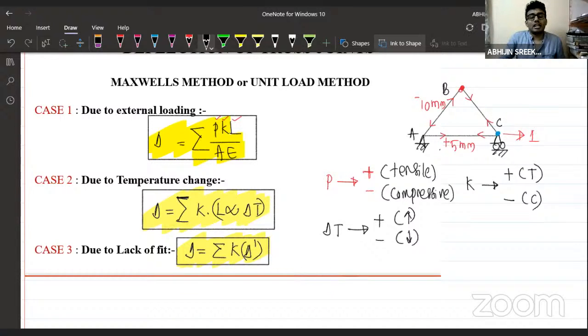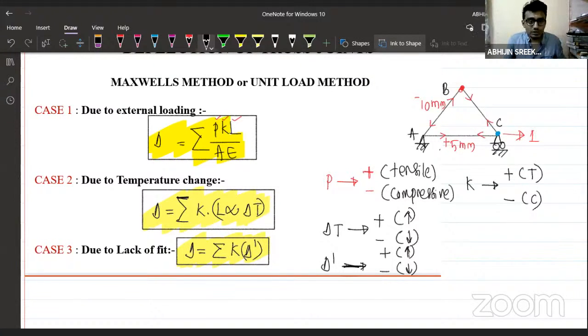Perfect. Again, coming to delta dash, when will I consider it as positive and when as negative? The delta dash value, that is the lack of fit value, has to be taken as positive or negative based on the fabrication error. If the member is shorter than the length required, in that case I'll be taking it as negative. If the member is longer than what is required, I'll be taking it as positive.